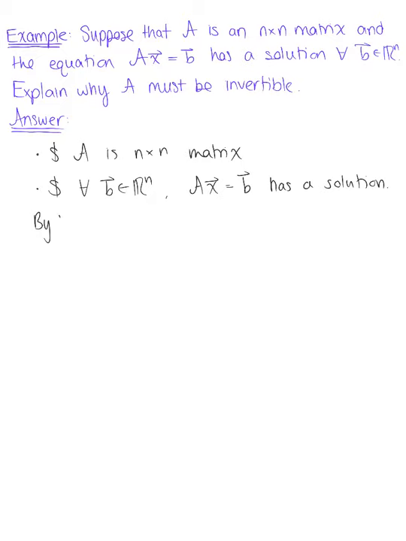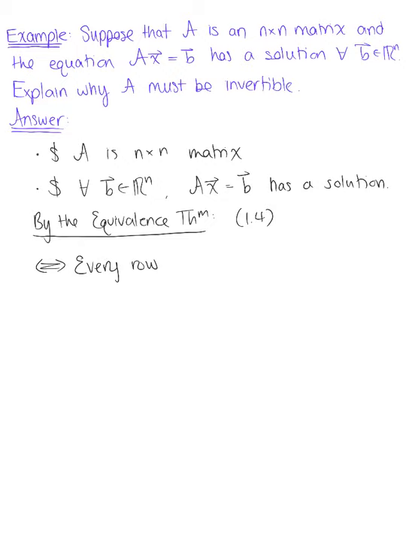We know that by the equivalence theorem that we saw in section 1.4, this is the same thing as saying that every row has a pivot. And we know that since matrix A here is an n by n matrix, a square matrix, then there exists n pivots.